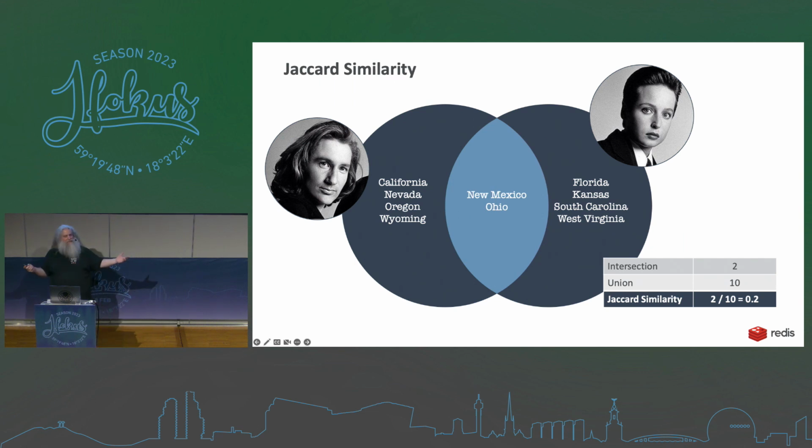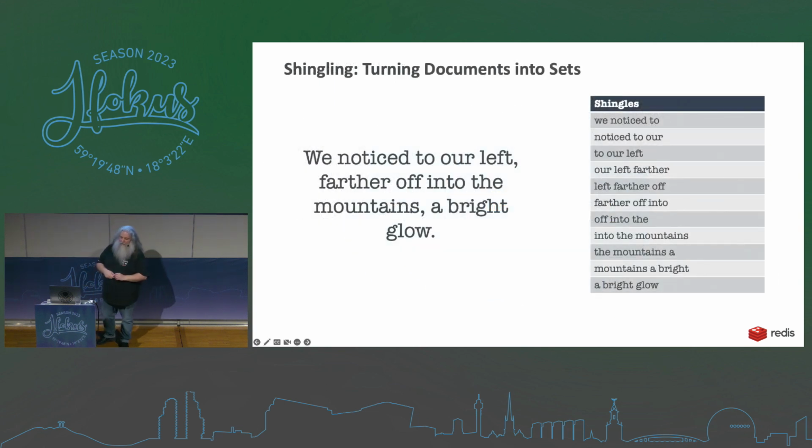So this seems true to me. And so you just divide those, and you see that these sets are 20% similar. So that's Jaccard similarity. If we can turn our documents into sets, we could do Jaccard similarity against them.